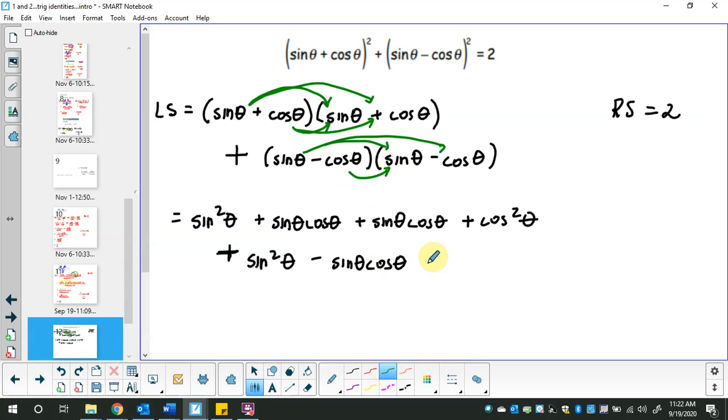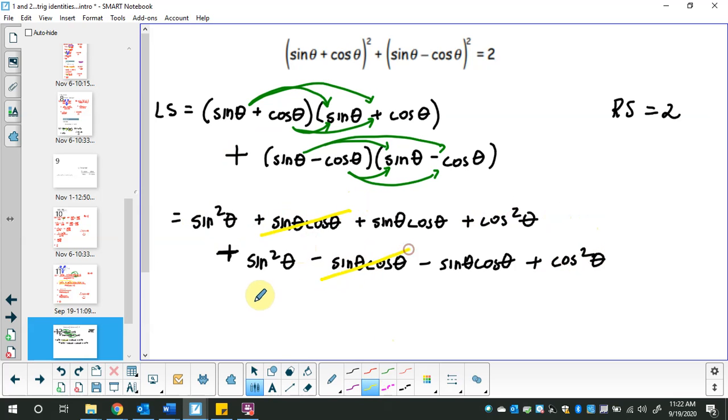Negative cos theta times sine theta is negative another sine theta cos theta. And then finally, a negative times a negative is a positive, and a cos times a cos is a cos squared. So what's happening? Now remember, this is all strung along so that you have a giant polynomial with trig in it. Here's a positive sine theta cos theta.